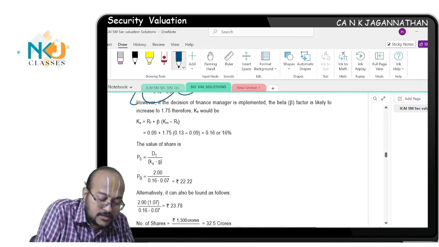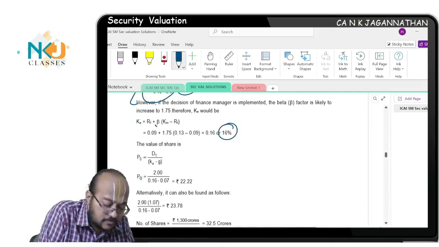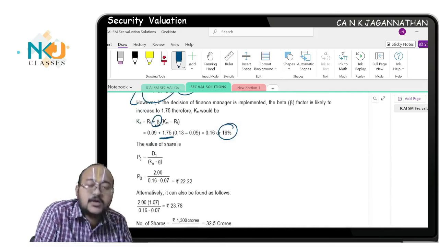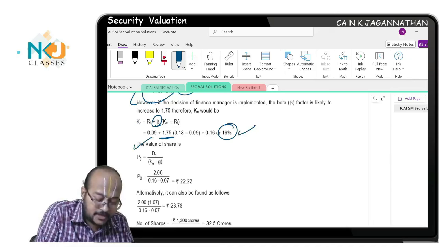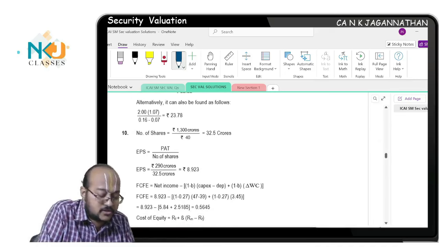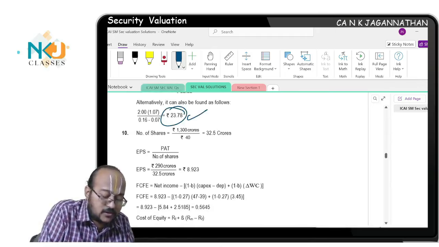Now, KE in the changed scenario comes to 16%, because the beta changes, beta 1.75. Find out the K, then the value per share as per the revised K, very simple and straightforward. Go through, you get 23.78, simple only.